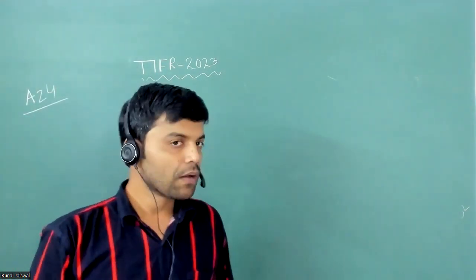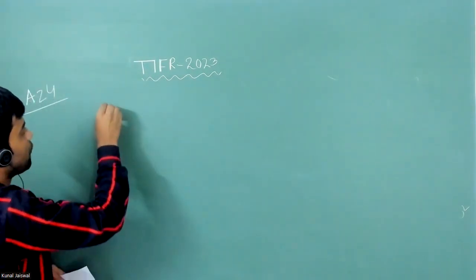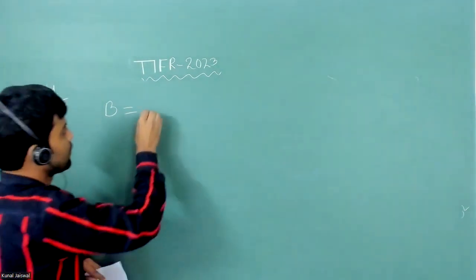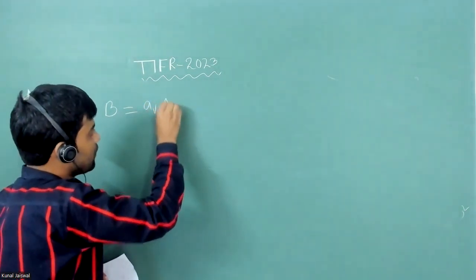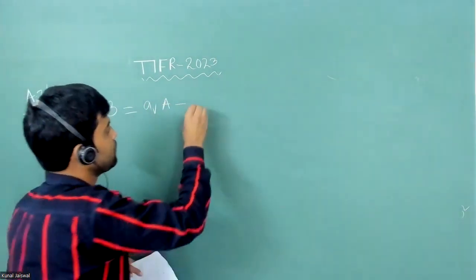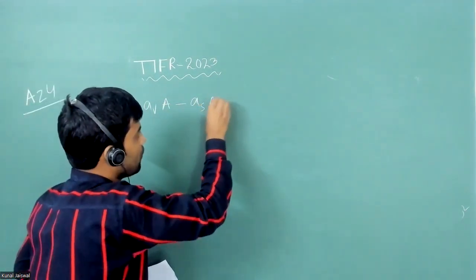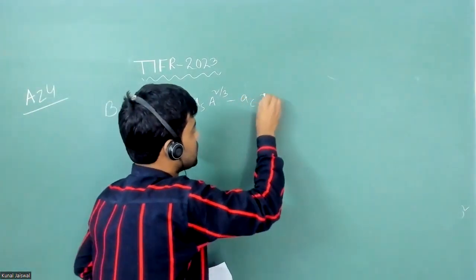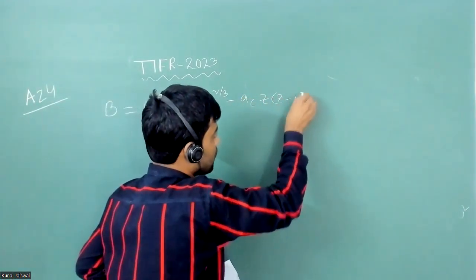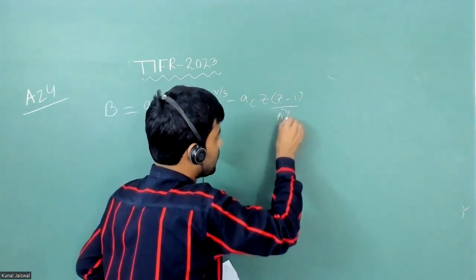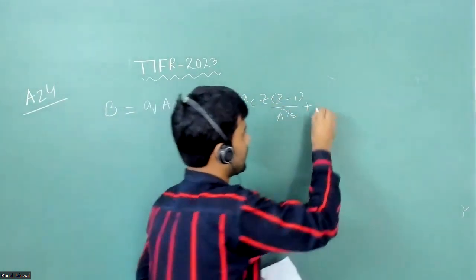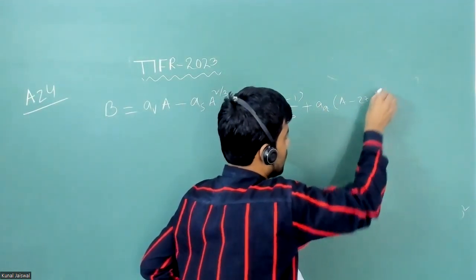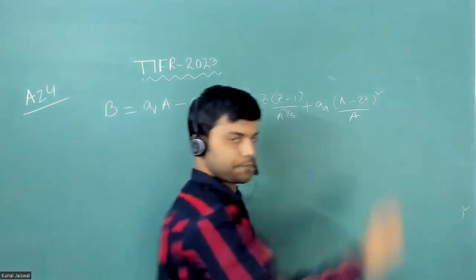In that question, the binding energy formula for a nucleus is provided. B, the binding energy, can be written as: a volume energy term, AV times A; then a surface energy term, AS times A to the power 2/3; then a Coulomb energy term, AC times Z(Z minus 1) divided by A to the power 1/3; and finally an asymmetric energy term, AA times (A minus 2Z) squared divided by A.